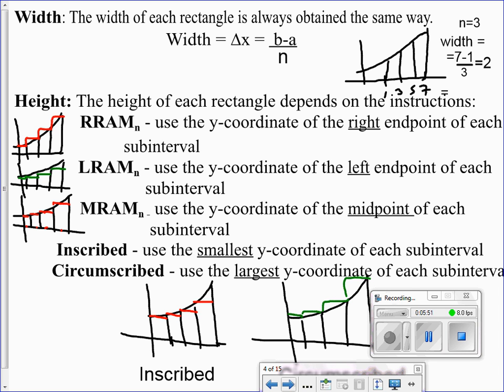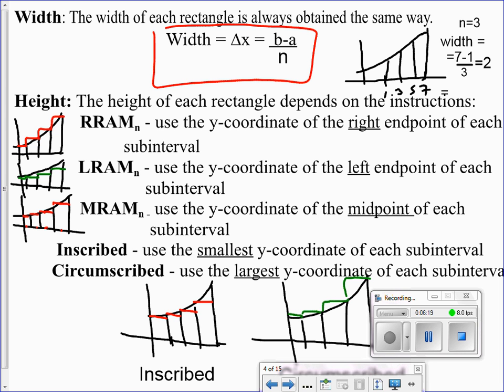The width is always going to be b minus a. If the interval is from a to b, you want to get b minus a, that's the length of the interval, and divide it by the number of rectangles, n. So this is what you use to get the width, always, if you're just given an equation. But as far as the height of the rectangle, it depends on the directions that they give you.